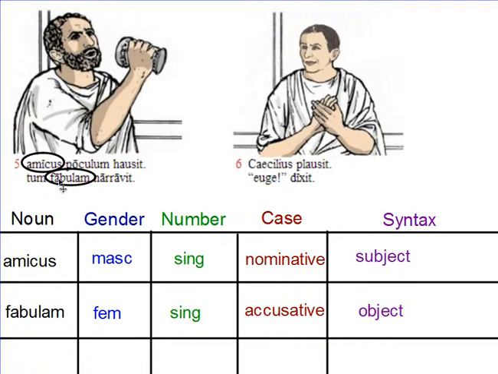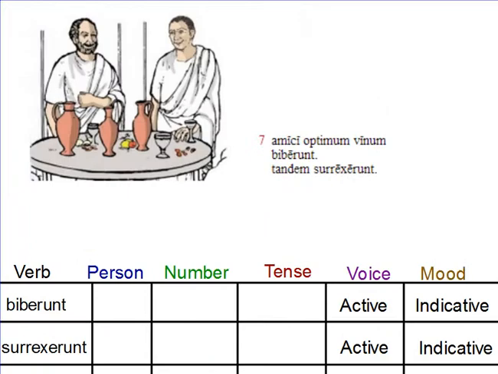Caecilius plausit, Euge dixit. Caecilius applauded. Hooray, he said. Let's try parsing a few verbs for our last sentences. Remember, when we parse a verb, we need the person, first person, second person, third person, the number, singular or plural, and the tense, present, imperfect, or perfect.